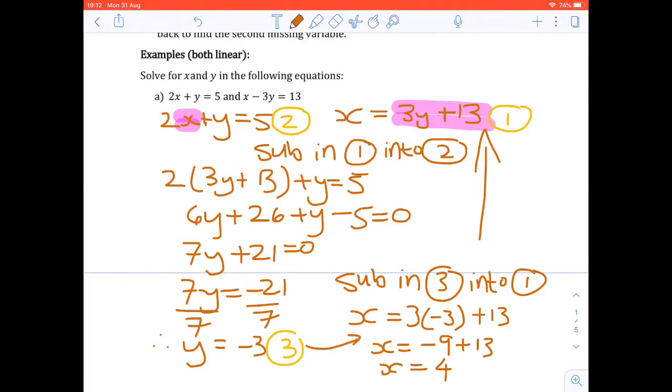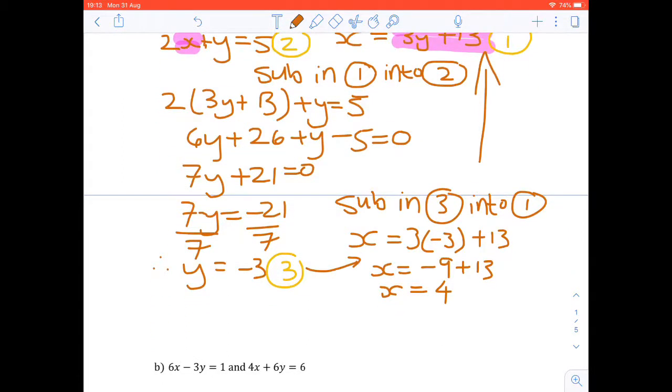What this means mathematically is that we've got two straight line graph formulas. When we make them equal like this, we're finding the point where these two graphs intersect. So we can write our final answer as a coordinate. So 4, negative 3, the x value and then the y value. And that's your final answer.